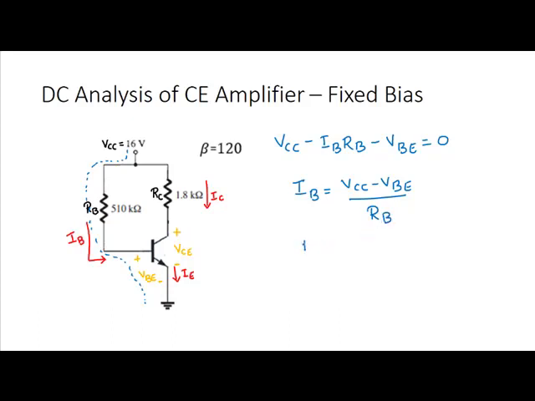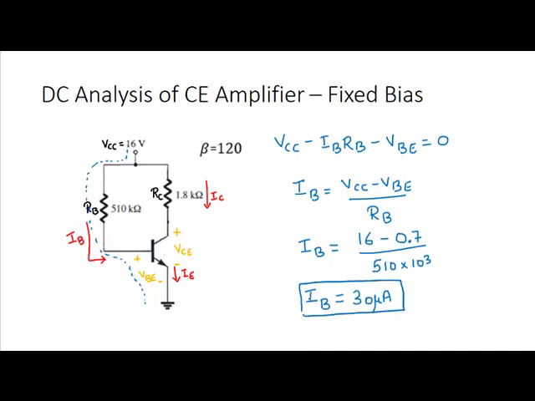Now I know the values of all the other parameters. Let me find out IB by substituting the values of VCC, VBE and RB. VCC is 16 volt, VBE is 0.7 volt, divided by RB is 510 kilo ohm. So it is 510 into 10 power 3. So plugging in all these values and using my calculator, I found out that IB is equal to 30 microampere. So this is the value of IB.